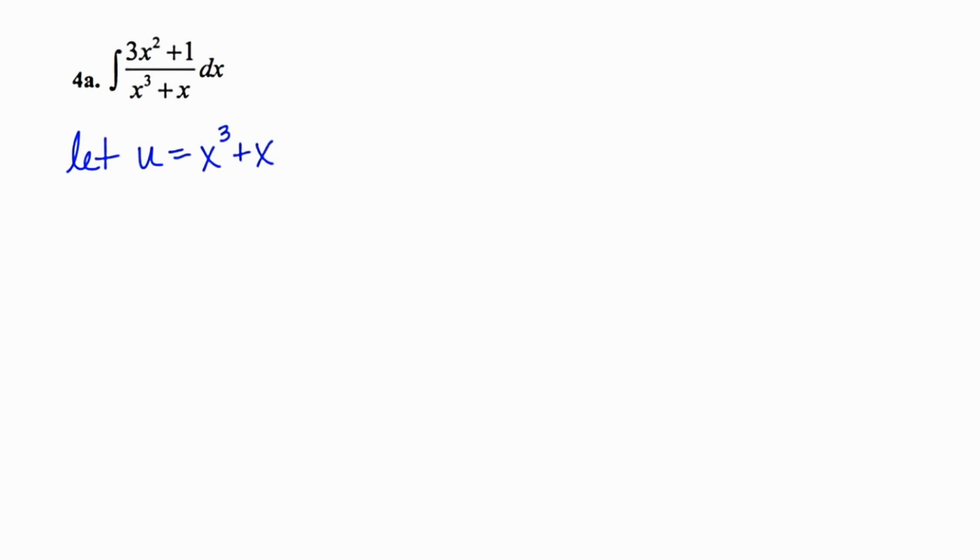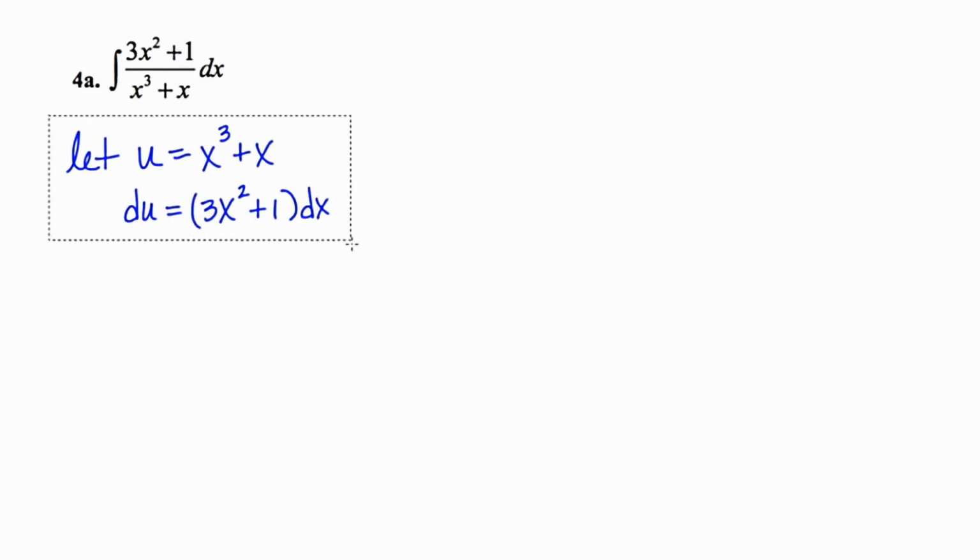Differentiating with respect to x, I get du equals (3x squared plus 1) dx. Because this is a multi-termed expression, the parentheses are really essential. So this is all I need, because that's a direct match with what I have in the numerator. So I'm going to go ahead and place these elements in a box for organizational purposes.